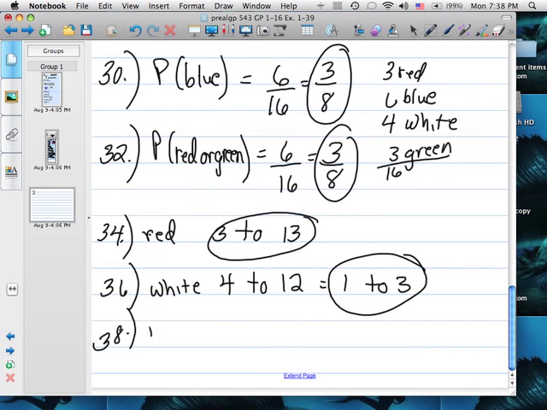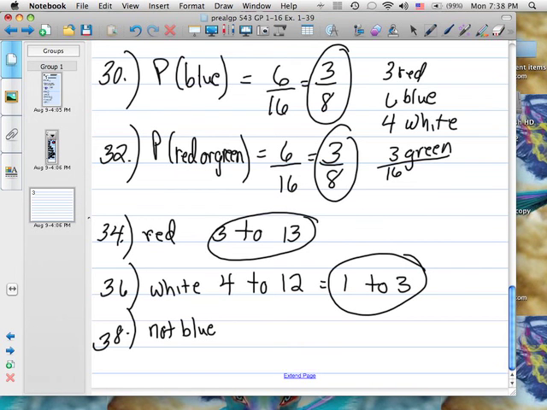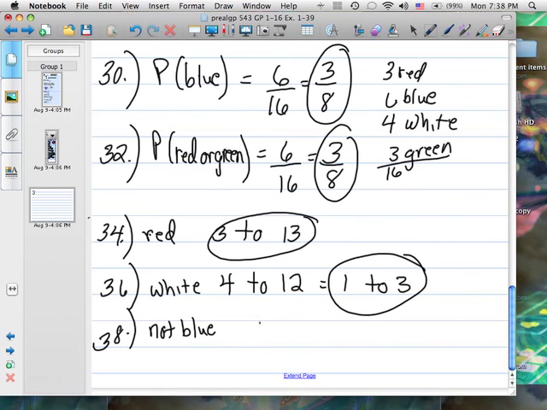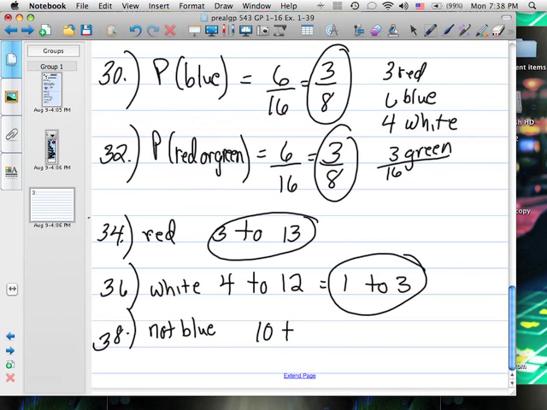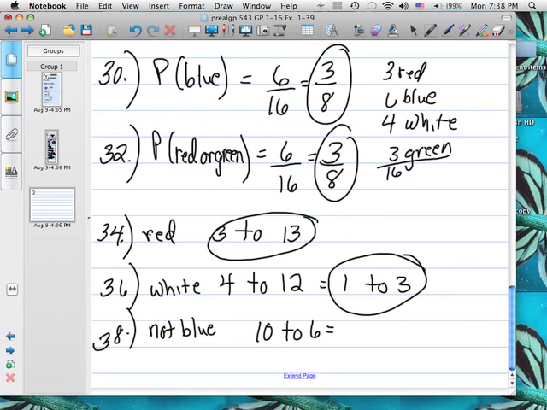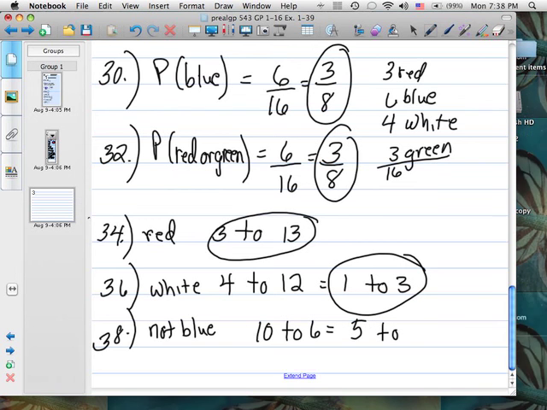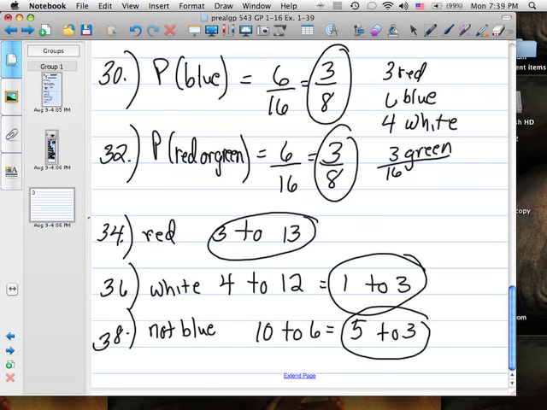And 38, not blue. My odds in favor of not getting a blue. Well, there's 6 blue, so if I subtract that from 16, there are 10 that are not blue to the 6 that are blue. Simplify that, 2 goes into 10 5 times and into 6 3 times, so the odds in favor of getting not blue are 5 to 3.